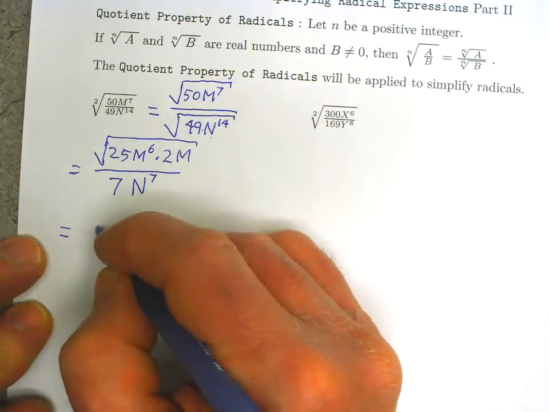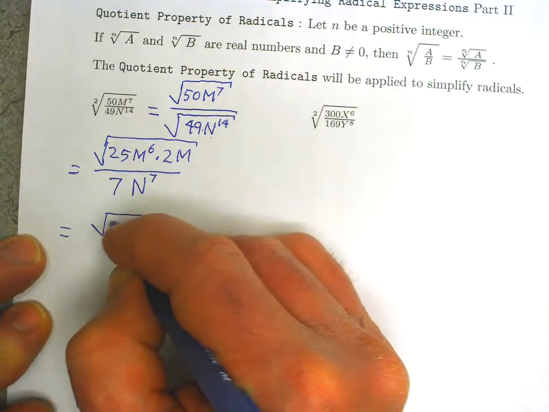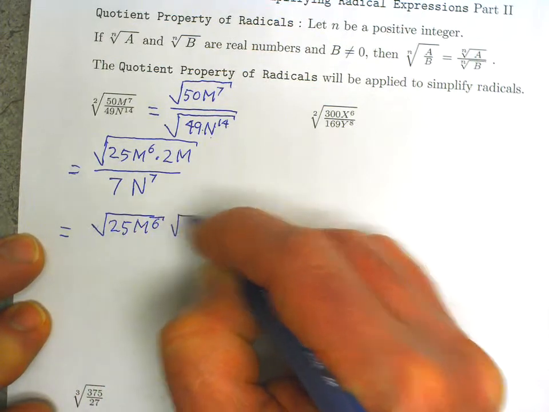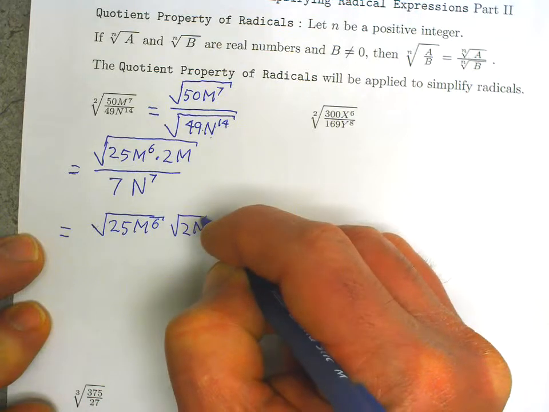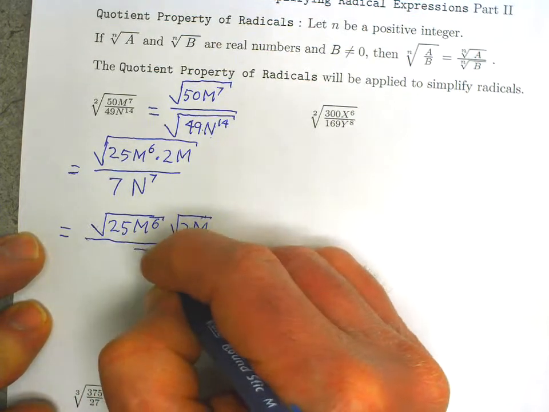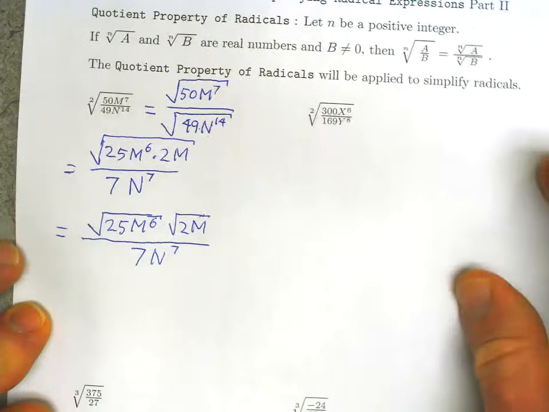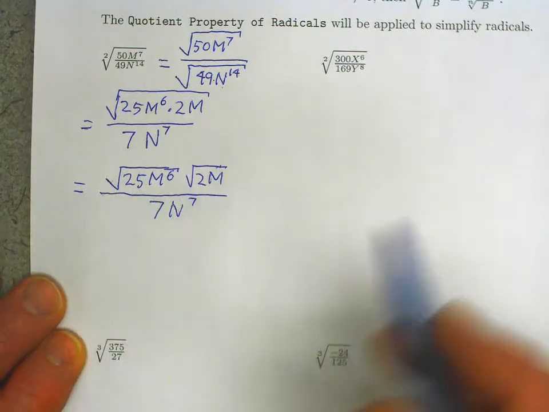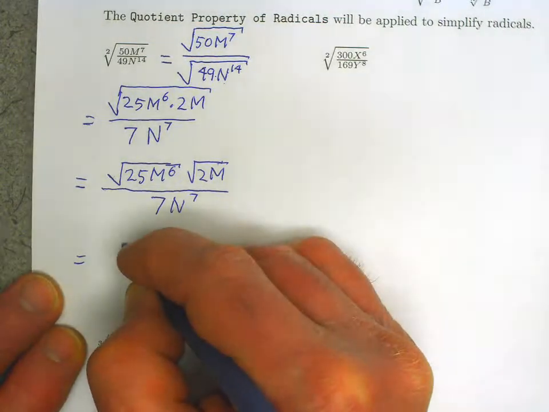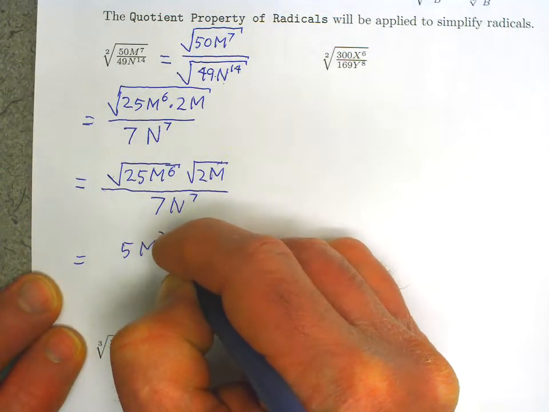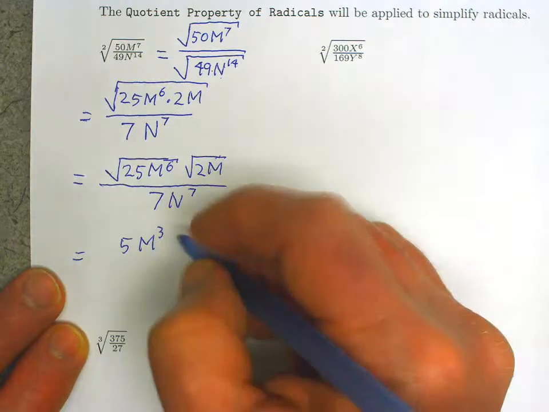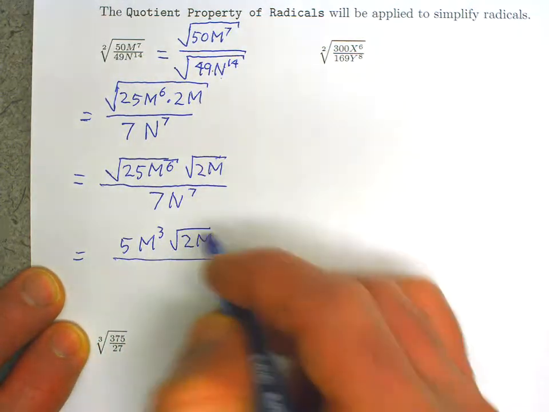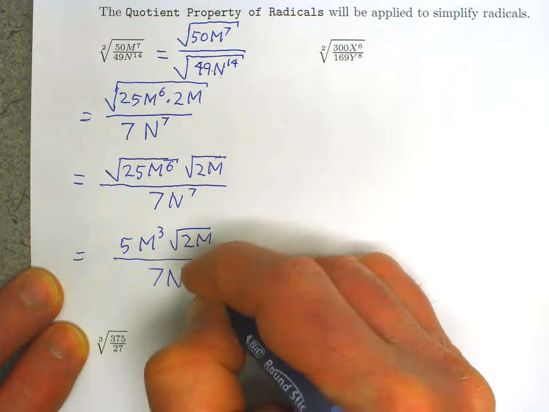And then in the numerator, we'll write it as the square root of 25m to the 6th times the square root of 2m, divided by 7n to the 7th. And then finally, we will simplify the square root of 25m to the 6th. That is 5m to the 3rd. So in the numerator, we write 5m to the 3rd times the square root of 2m. And this is divided by 7n to the 7th.